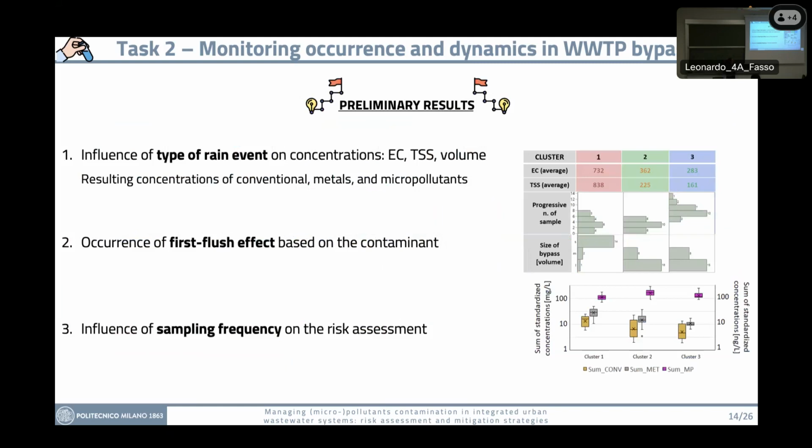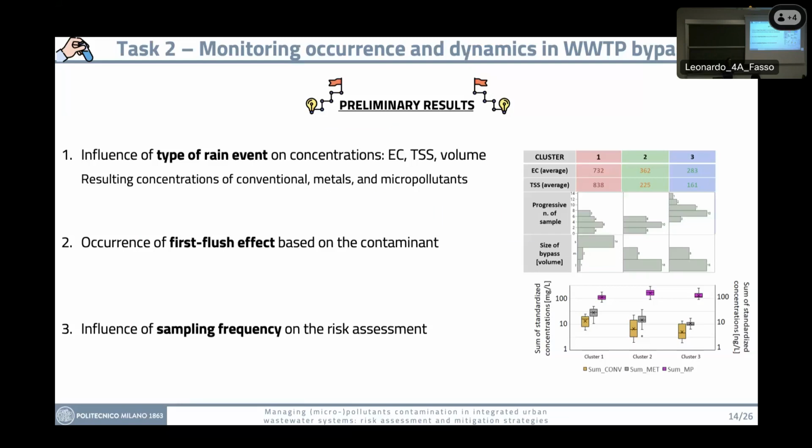While when we have medium, large events, we found that we have a first cluster for the beginning of the bypass, where we have higher concentrations, and the second cluster for the end of the bypass, where we have the lowest concentration. And if we compare the three clusters, we see that they are kind of decreasing for the conventional pollutants and the metals, while for micropollutants, the behavior is different. So we still need to understand better why.